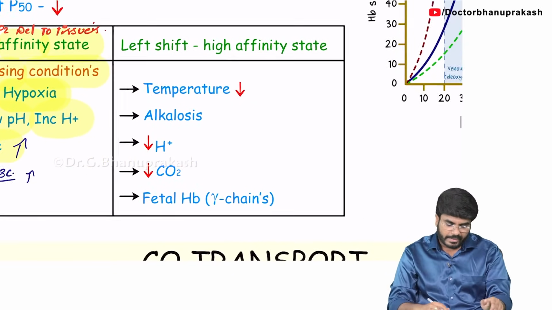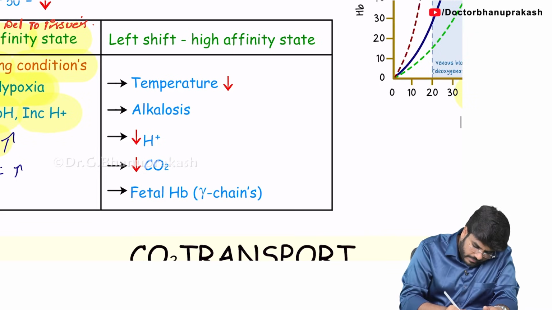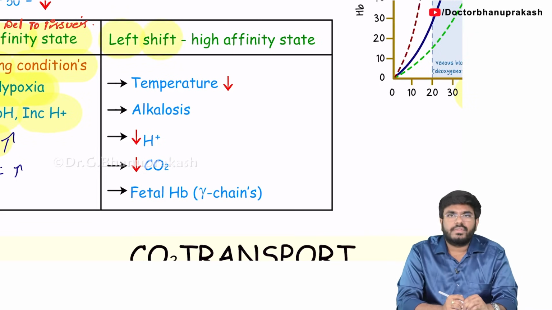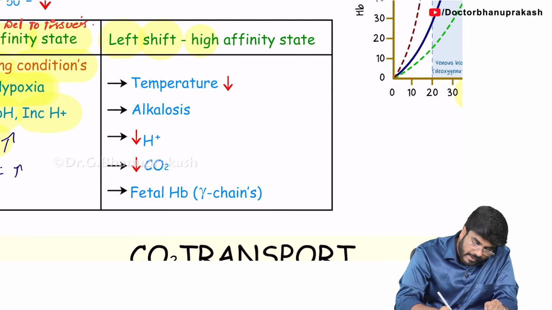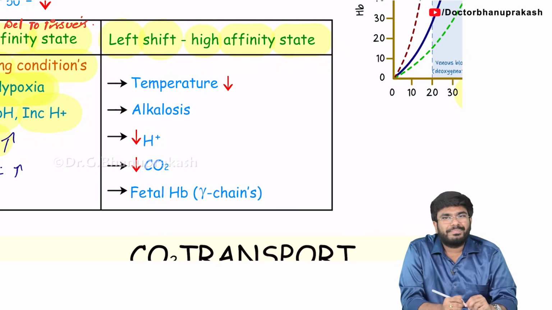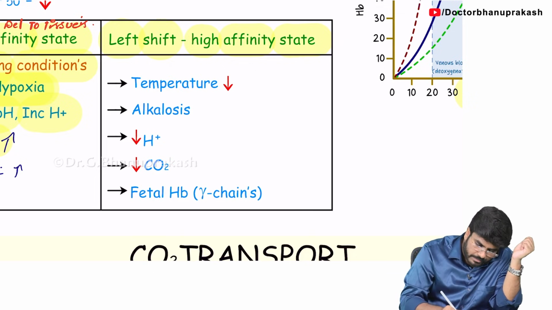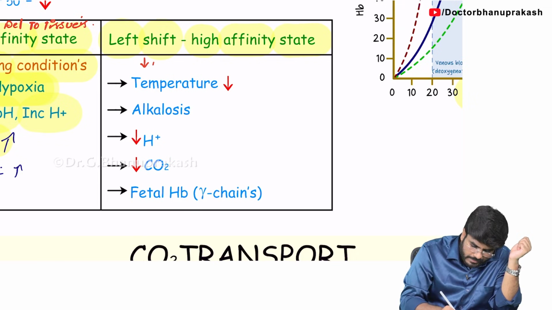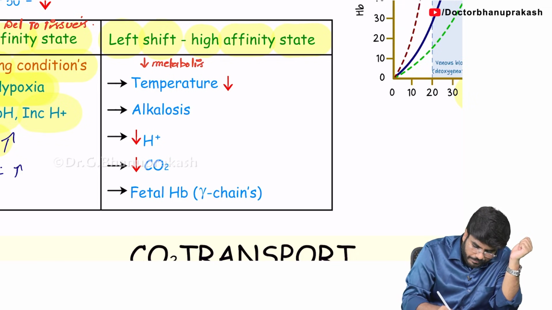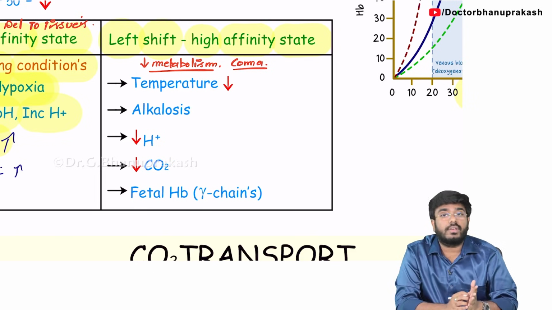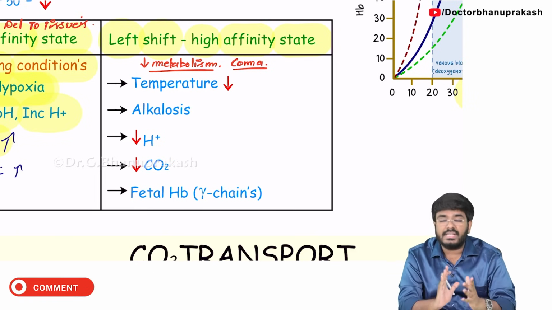Now, in the same way, let's look at the left shift. What exactly is left shift? Left shift is an example of high affinity state. Why? Which conditions are we going to have the left shift in? Whenever there is less metabolism in a person. Let's say a patient is in coma, guys. He is having less metabolism, his muscles are not working.